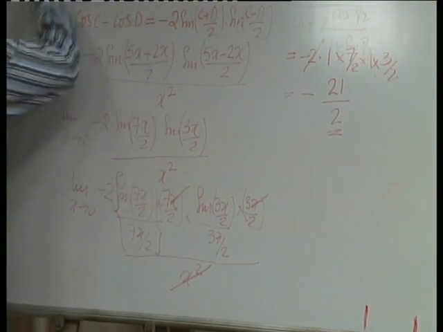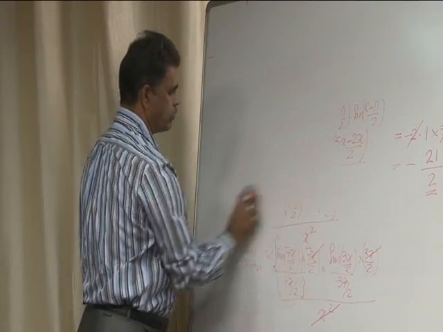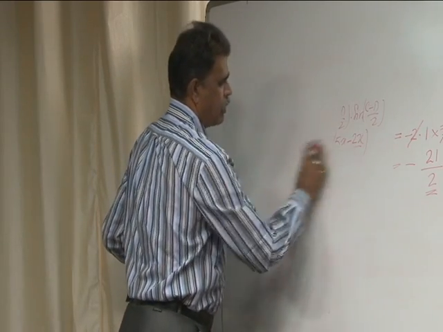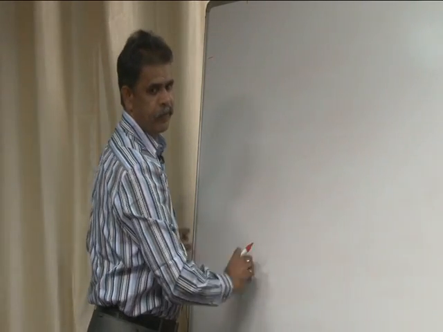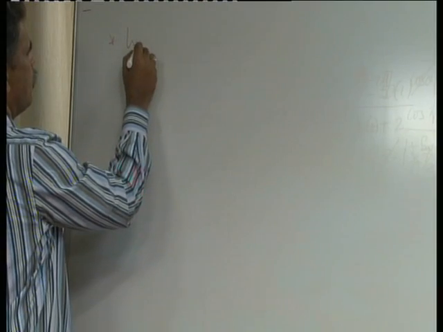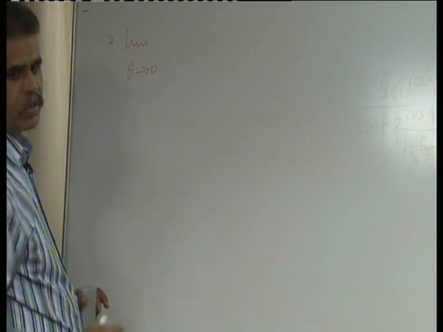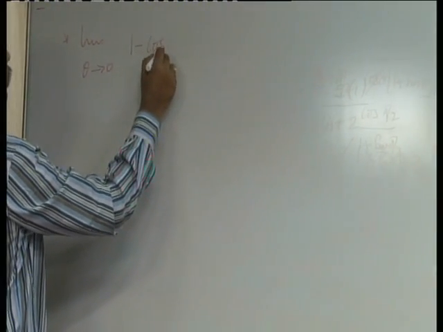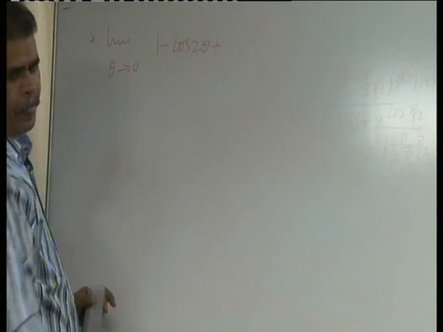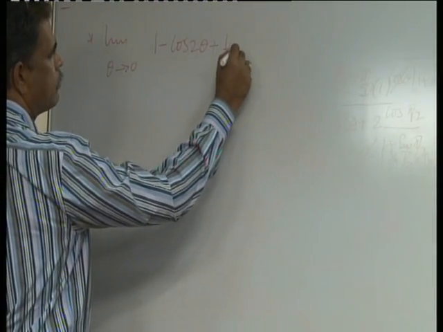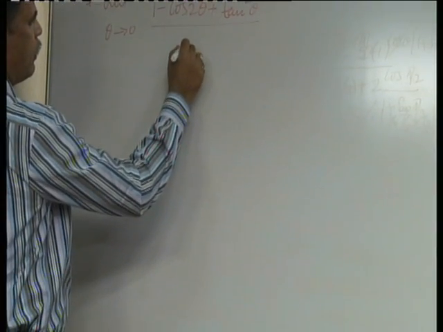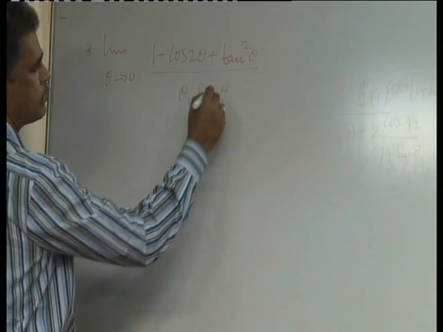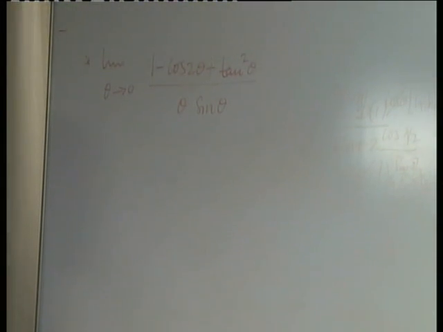Next, take a little complicated problem. It involves more steps, that is, limit theta tends to 0, 1 minus cos 2 theta plus tan square theta, all divided by theta into sin theta. It was one of the questions in previous exams.